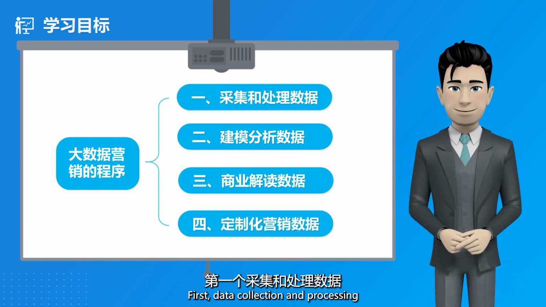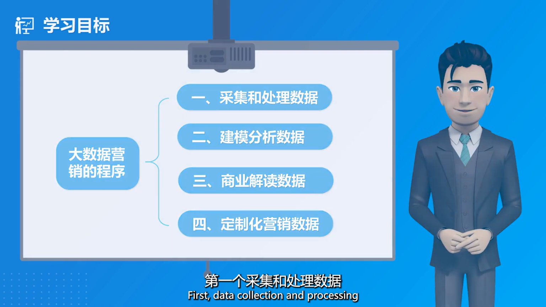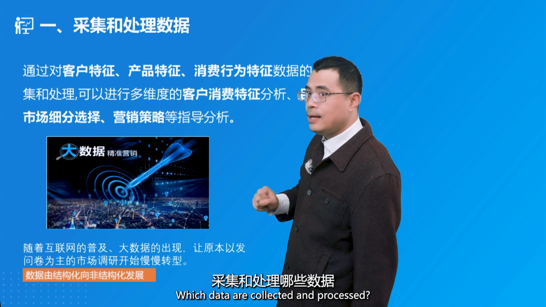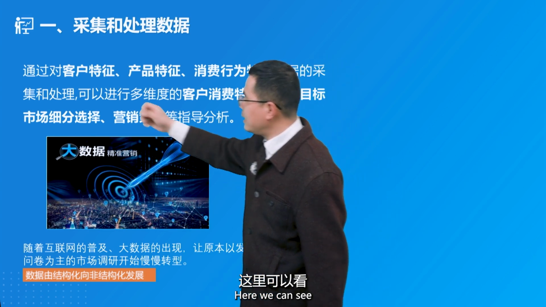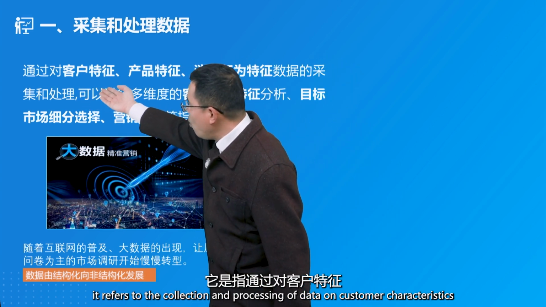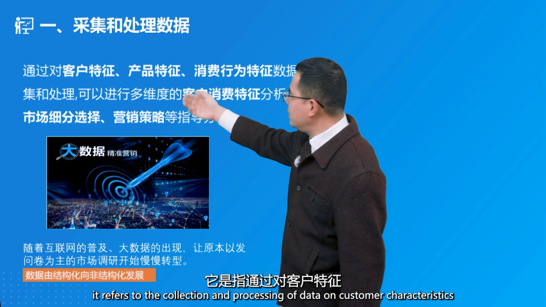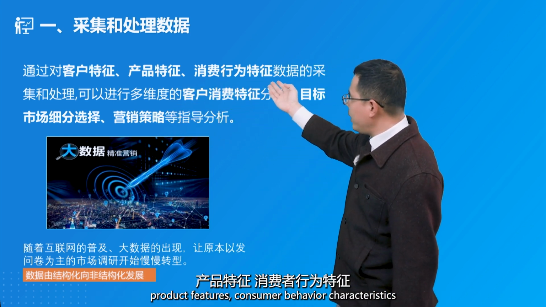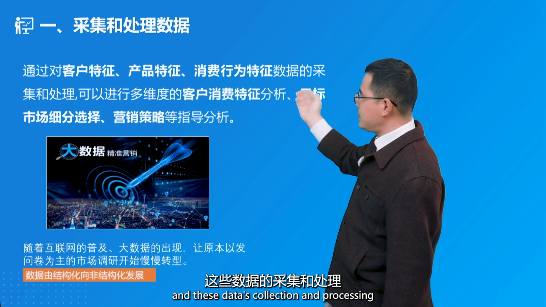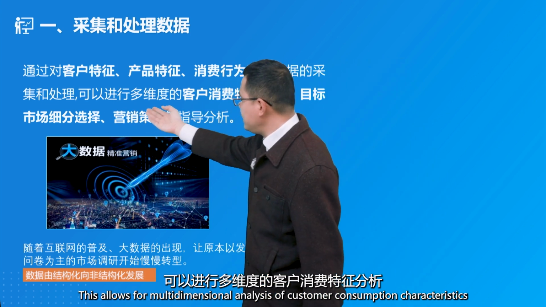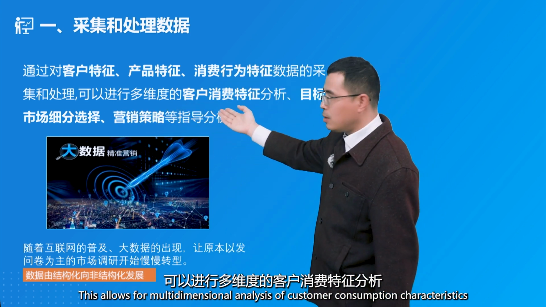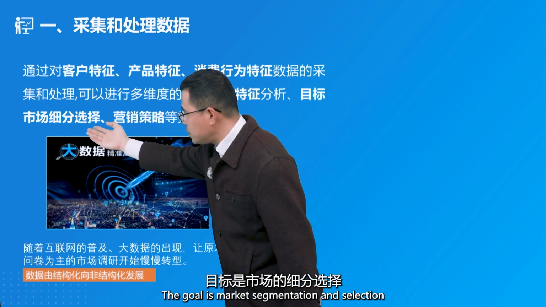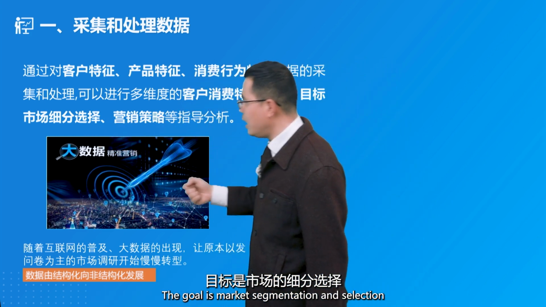Let's take a look. First, data collection and processing. What is data collection and processing? Which data are collected and processed? Here we can see, it refers to the collection and processing of data on customer characteristics, product features, consumer behavior characteristics, and these data's collection and processing. This allows for multidimensional analysis of customer consumption characteristics. The goal is market segmentation and selection.